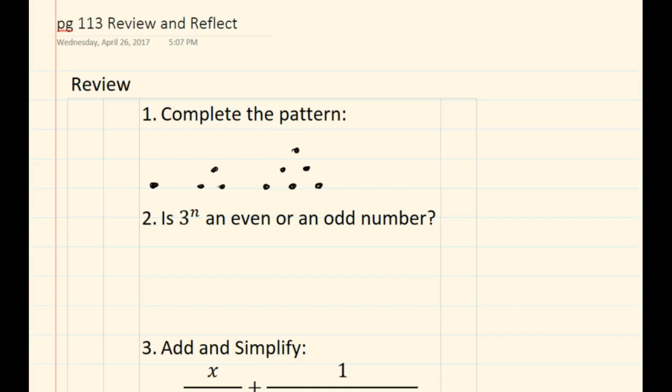We can notice that we have one dot here for the first step. In the second picture we have 3 dots. In the third picture we have 6 dots. So the question is, what should be in the fourth picture?